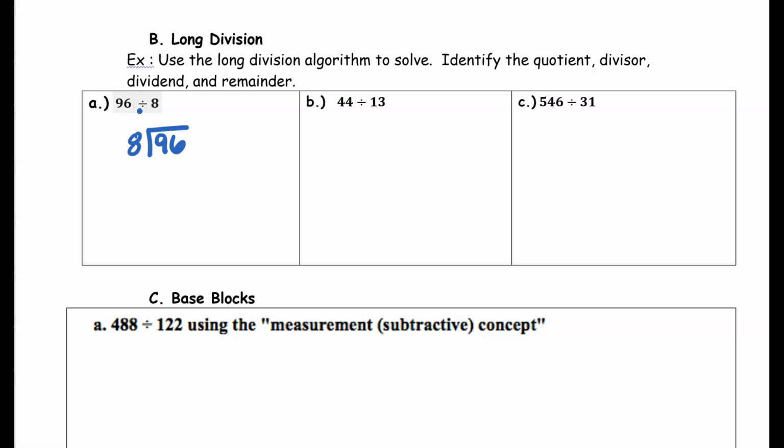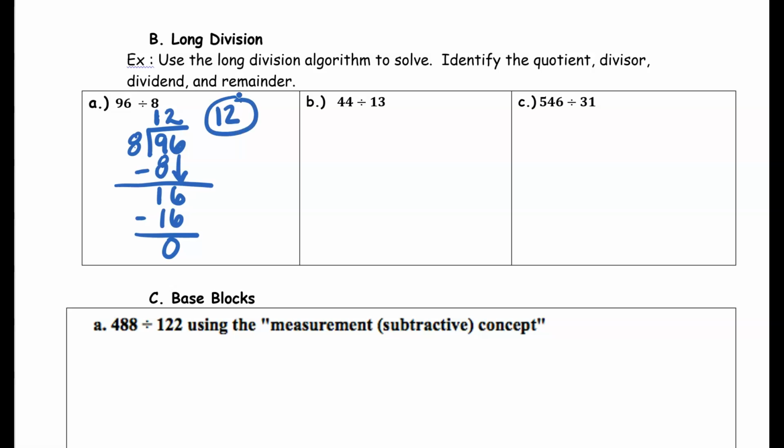Next, you say to yourself, okay, does 8 go into 9? It does. 8 goes into 9 one time. 1 times 8 is 8. And then you're going to subtract. 9 minus 8 is 1. And then you carry down the next number. 8 goes into 16 twice. 2 times 8 is 16. You subtract, you end up getting 0. So in this case, we're done. So you get an answer of 12, remainder 0.